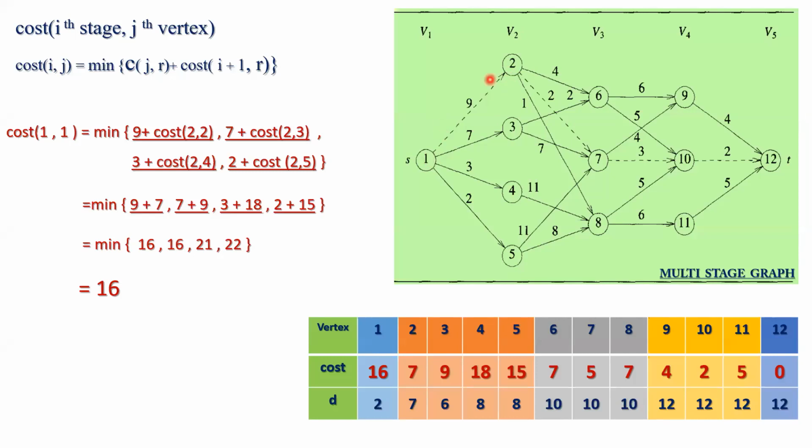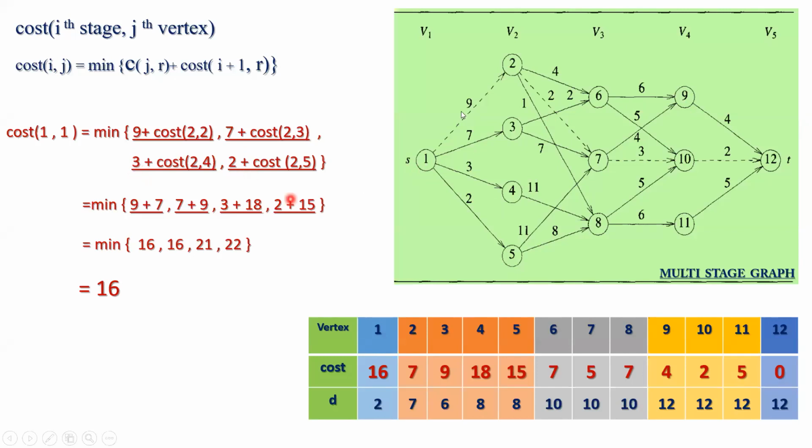This is stage 1, this is stage 2, in whichever stage you consider. For example, if I consider vertex 7 and there is an edge from 7 to 9, vertex 7 is in stage i, here i equals 3, and 9 will be in i plus 1, which means stage 4. The algorithm has one such statement: an edge from j to r, where j is a vertex at stage i and r is a vertex at stage i plus 1. Okay, fine. Then we shall come back to the first stage vertex: 1 to 2, 1 to 3, 1 to 4, 1 to 5. I have written 9, 7, 3 here and 2 here.